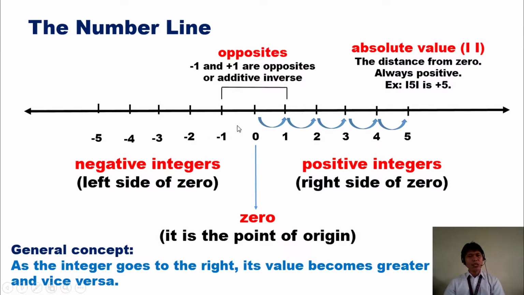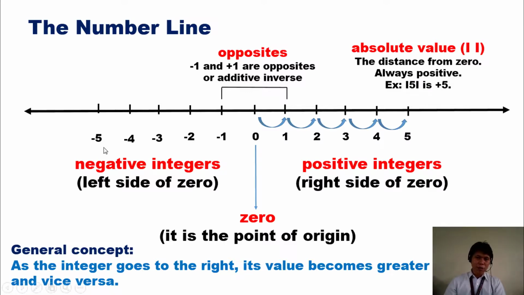Vice versa, going to the left, the value becomes lesser. For example, negative 1 is less than 0. This 0 is larger. Even if you say negative 1 million, that has a very small value compared to 0. So as the negative integer goes to the left side of the number line, its value also decreases. It becomes lesser. Okay, so that is the point of this.